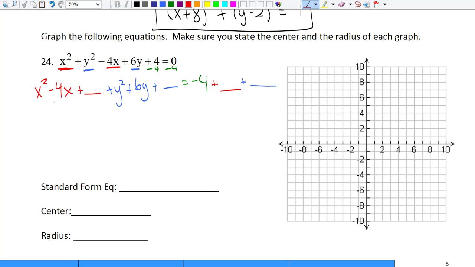The rule for completing the square is divide by 2 and square. So I'm going to take the middle term and divide by 2 and then square it. So x squared minus 4x, taking the negative 4 and dividing it by 2 and getting negative 2.